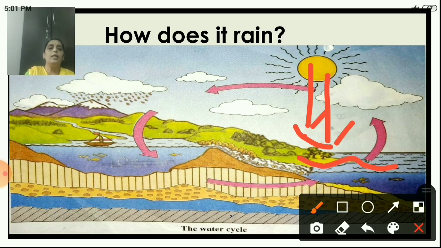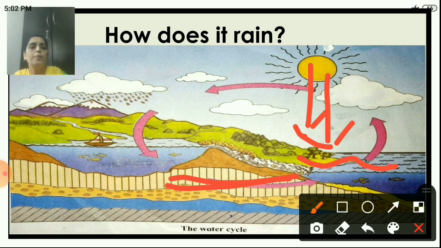Now, water that has percolated into the soil, water that has percolated into the soil here, evaporates due to the heat and enters the atmosphere.